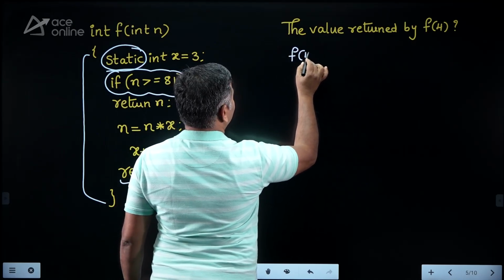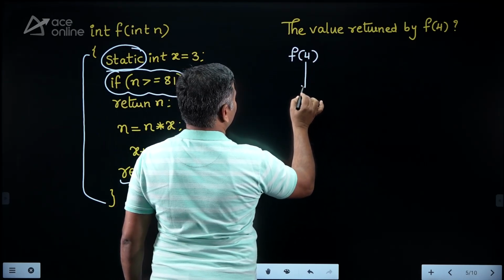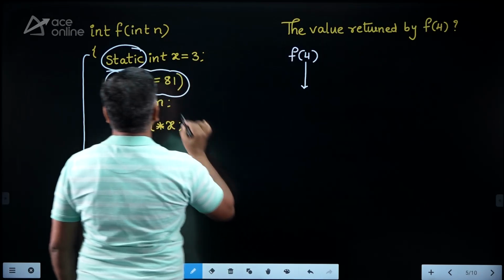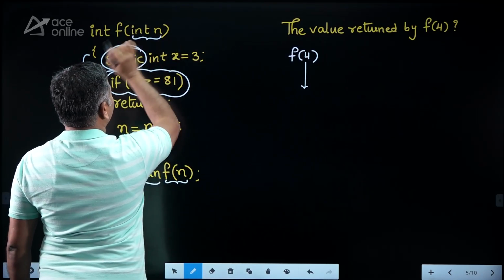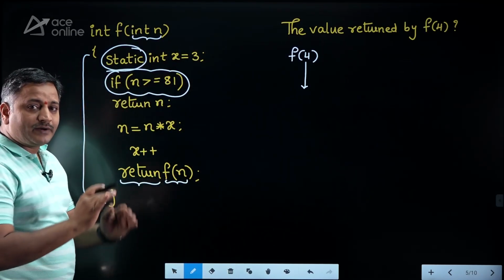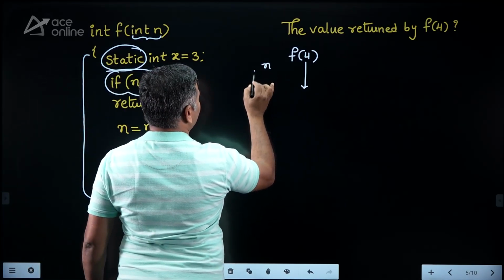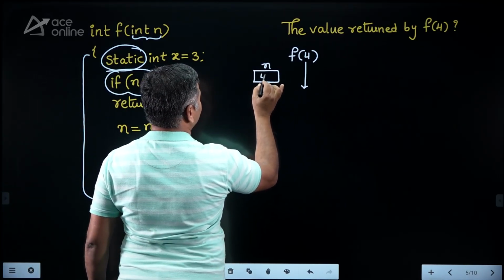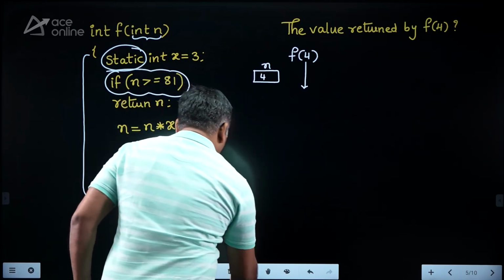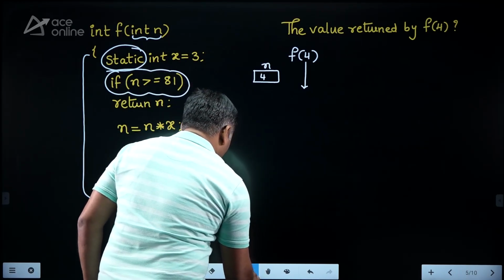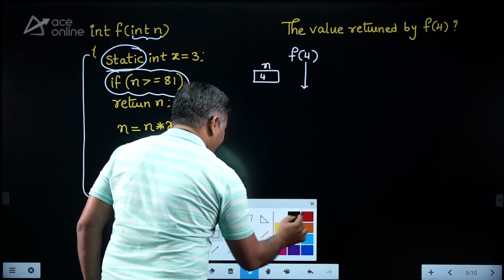So we are calling the function with the input 4. The moment I call this function with input 4, this variable is known as a formal parameter. The formal parameter resides inside the stack. Therefore, n is equal to 4 will be created. I will explain space complexity for this program also. That's the reason I want to draw the diagram.